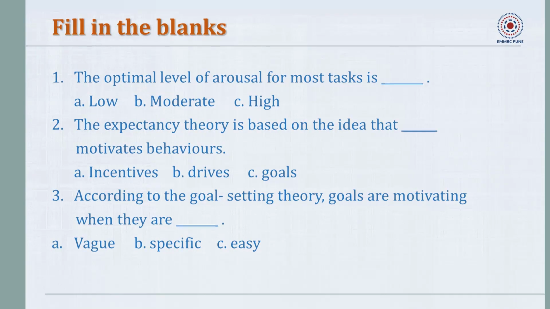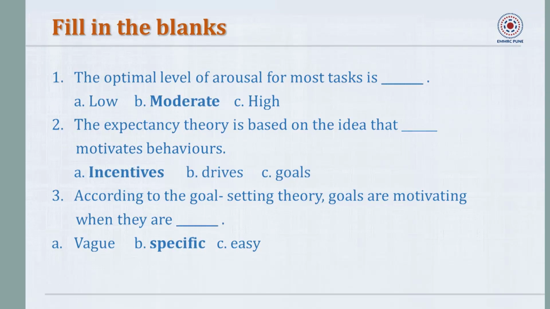Let us take a moment and reflect on what we have learned by answering the fill in the blanks. 1. The optimum level of arousal for most tasks is A. Low, B. Moderate, C. High. 2. The expectancy theory is based on the idea that dash motivates behavior. A. Incentives, B. Drives, C. Goals. 3. According to the goal setting theory, goals are motivating when they are dash. A. Vague, B. Specific, C. Easy. The answers are 1. B, 2. A, 3. B.